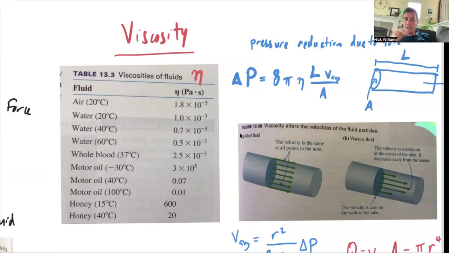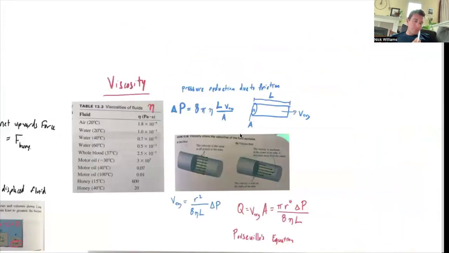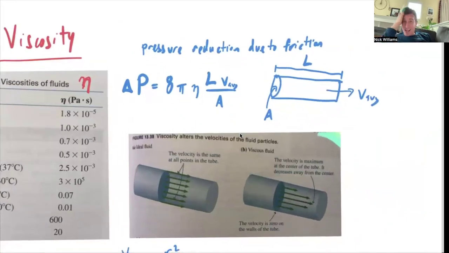And then other things can get a lot thicker. Motor oil has a viscosity around 0.0-something, although if it's freezing cold, it can get all the way up to 30,000. Honey has a viscosity of 600, or 20 if you heat it up enough. So basically, thicker stuff has greater viscosity. Based off of that viscosity, we've been treating everything like perfect frictionless tubes. But in reality, the tubes are not frictionless. The edges of the tubes have a surface, and that surface is going to cause friction.